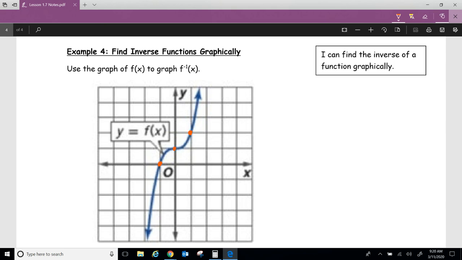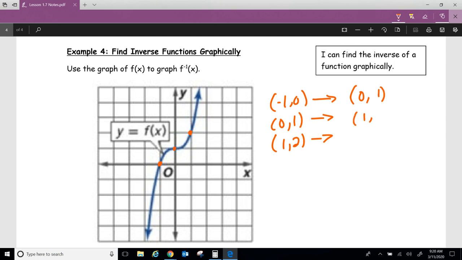So for these points, the first point would be -1, 0. Then we have the point 0, 1. And then we have the point 1, 2. We're going to take those points and flip them, and they're going to help us draw our new graph. So if I switch the domain and range for these 3 points, I'm switching my x's and y's, and we're going to plot the new points.